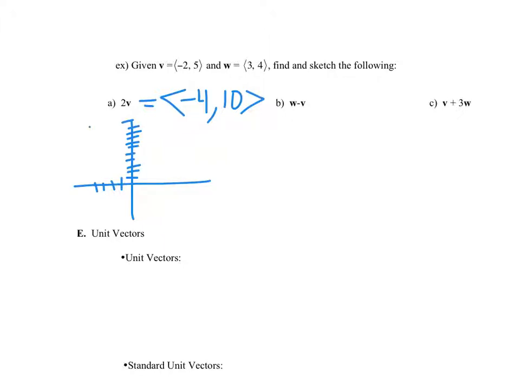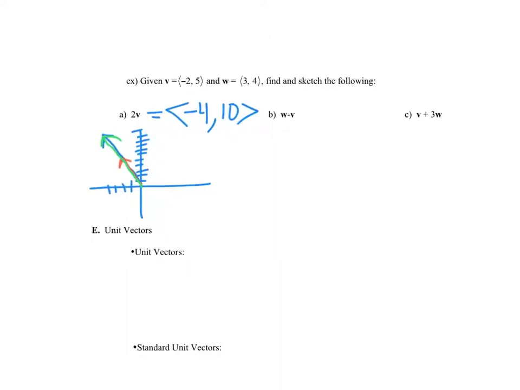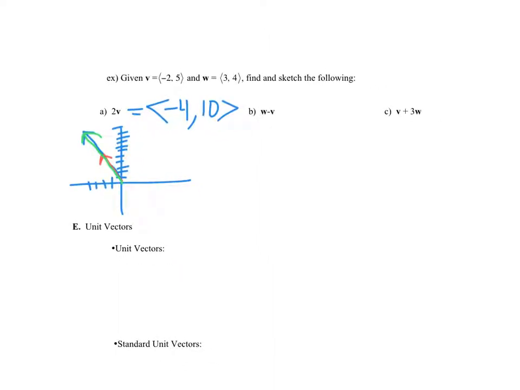Here it is up here, and this would be vector 2v. I'm sorry, negative 4, 10. Negative 2, 5 is also on here. It's right here. That's vector v, and do you see what that constant did? It just made it twice as long, in the same direction too. All right, let's find out what w minus v is, and then graph that.